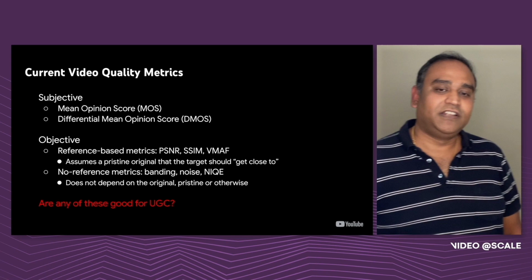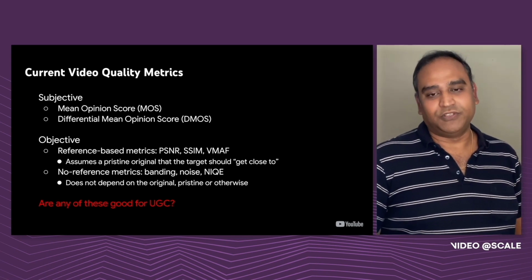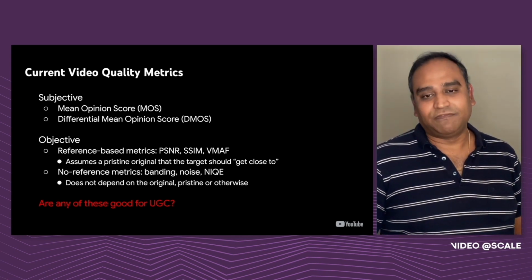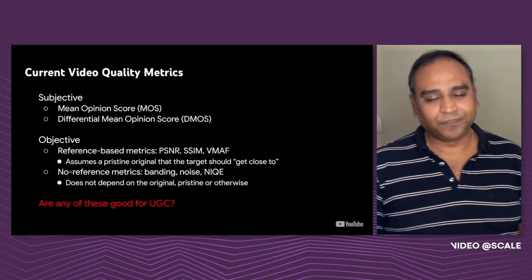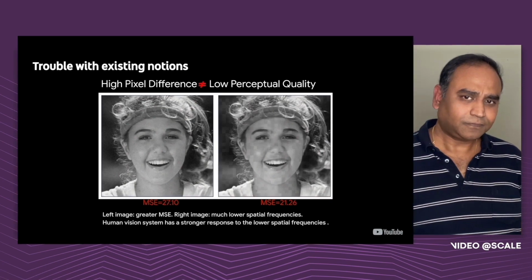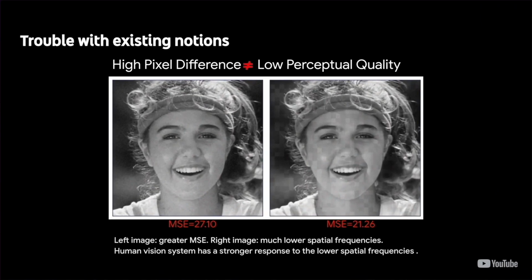The more interesting question here is, are any of them good for UGC? And actually, in practice, we found that these are not very reliable, specifically for UGC, for two good reasons. One is that many existing metrics only investigate low-level signals. Even PSNR, for example, mainly focuses on pixel differences. And that's not so valuable. As you can see here, the left image has higher pixel difference compared to the original than the right one. But visually, though, the left one looks much better.